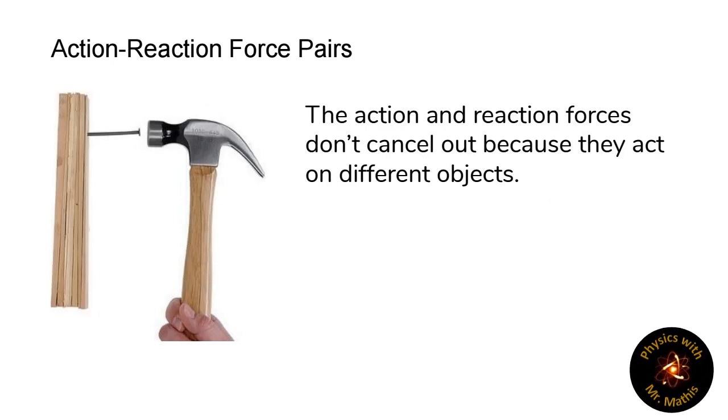A common misperception about action-reaction force pairs is that they cancel each other out because they're equal in size and opposite in direction. This isn't true because the action force and the reaction force act on different objects. In this example, the hammer is applying an action force to the nail, but the nail applies a reaction force back to the hammer. They're equal in size in opposite directions, but they apply to different objects.